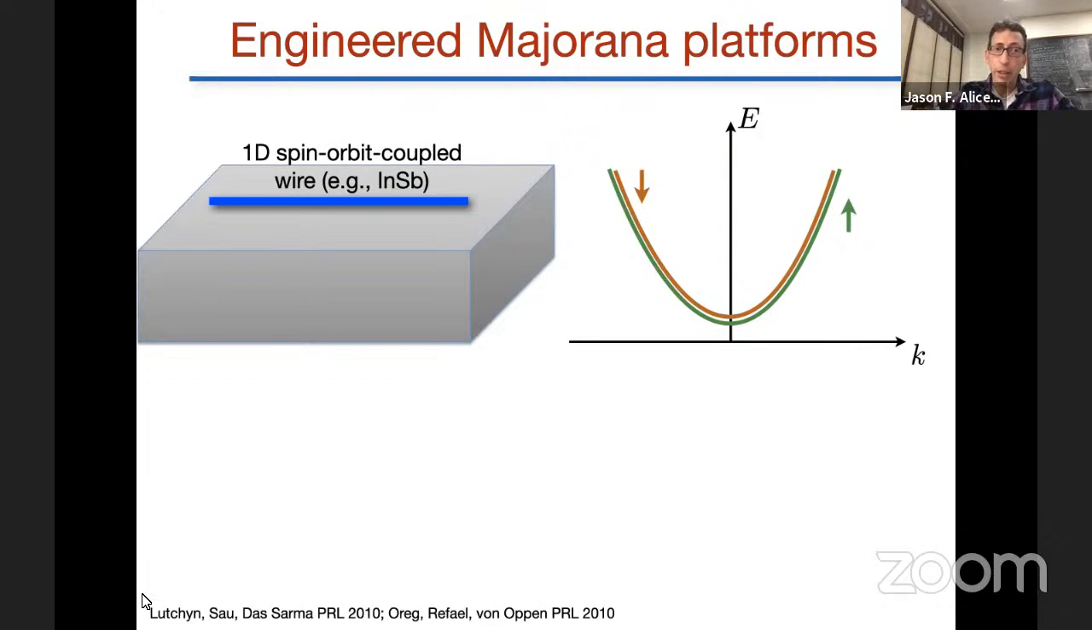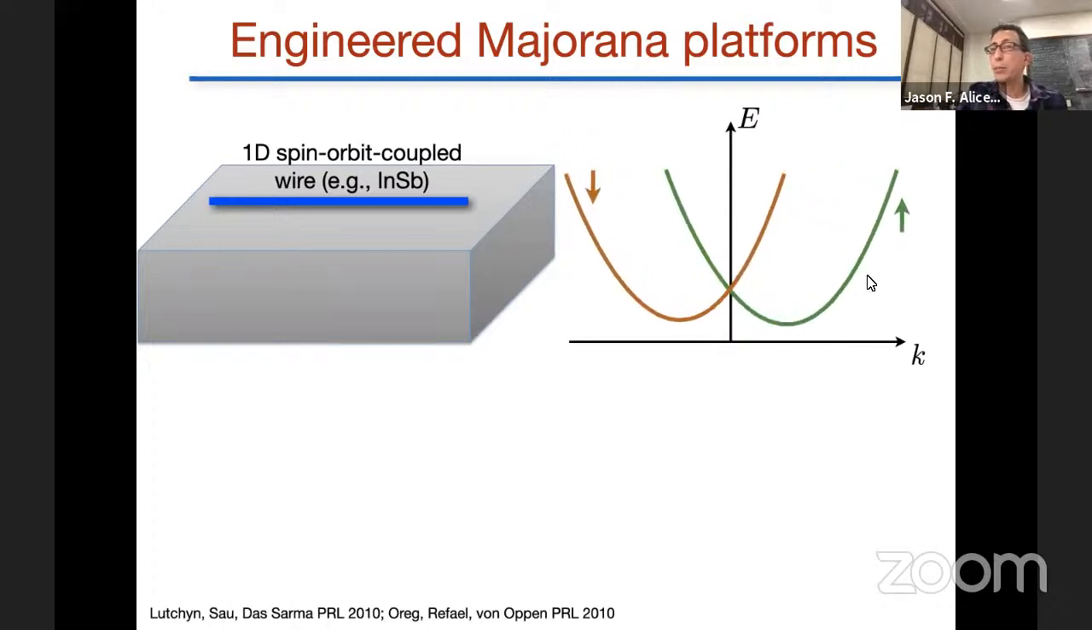So in particular, these authors taught us how one can use one-dimensional spin-orbit coupled wires as a platform to engineer Majorana zero modes. To illustrate how this idea works, let's begin thinking about the properties of such a one-dimensional wire without spin-orbit coupling. So if you ignore spin-orbit coupling, then the band structure for your wire is sketched here. So you just have spin-degenerate parabolas, one for spin up and one for spin down. If you turn on spin-orbit coupling, this band structure gets rearranged.